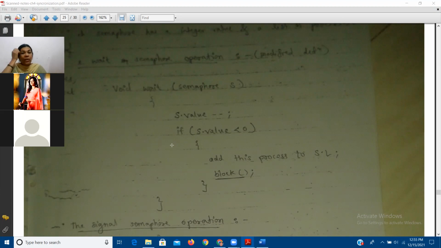Add this process to S.L, which means in short, if one process is in the critical section and another process comes to the entry section, the second process is unable to enter the critical section, so add that process to the waiting list. Add the second process in the waiting list. If a third comes, it is also trying to enter the critical section, add that third process also to the waiting list. If a fourth comes, add that fourth process to the waiting list, because the first process is inside the critical section.